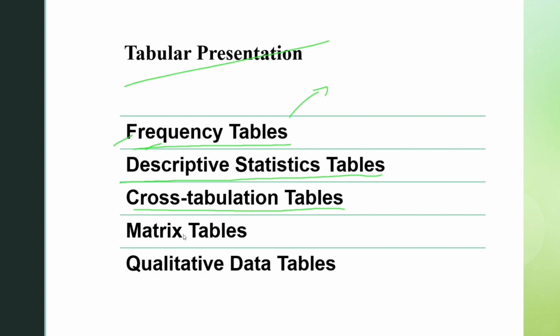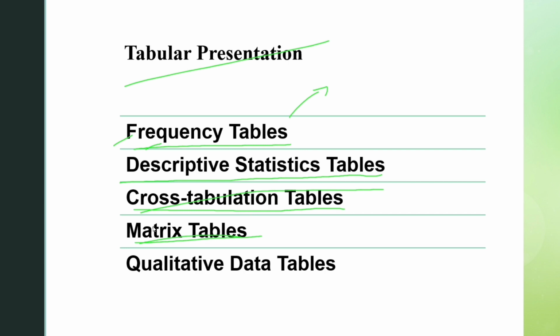Next, cross tabulation table. So they will display a joint distribution of categorical variables by organizing data into rows and columns with cell counts or percentages indicating the frequency of each combination. The cross tabulation table will also be useful for examining the relationship and association between the categorical variables. Matrix table. So a matrix table will present complex relationships or patterns between multiple variables by organizing the data into a matrix format, and it is also useful for visualizing the interaction or dependency between the variables.